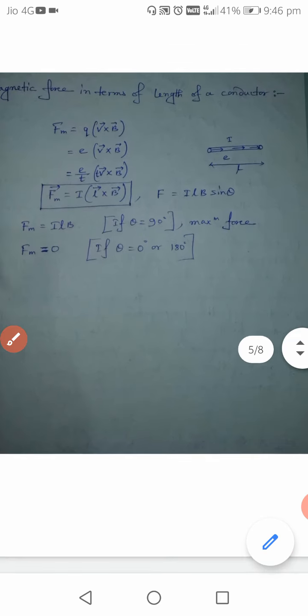Current flowing means the flow of charge, right? So how much charge is flowing? Electrons are flowing, so the charge will be e. For these electrons, the force is F equals Q into V cross B, where Q is e, the charge of the electron. Now we have done a little modification by multiplying V with time and dividing e by time. We can do it, and ultimately we will get the same equation.